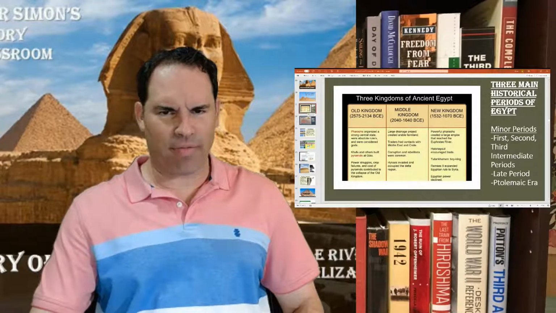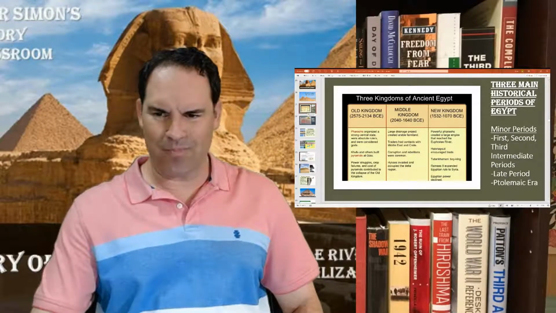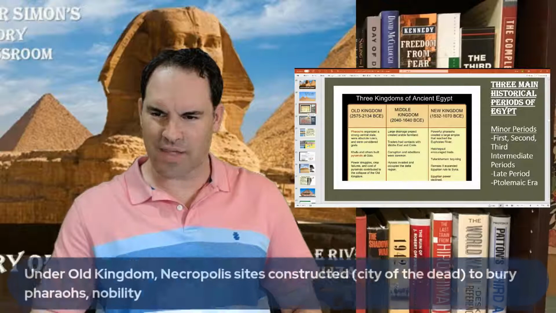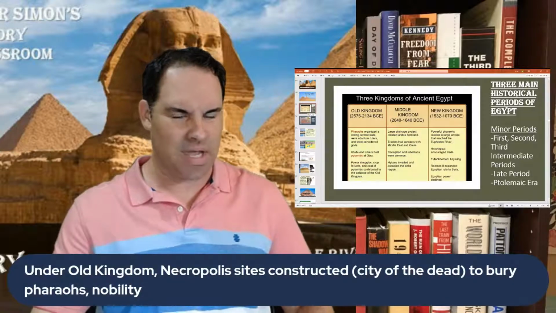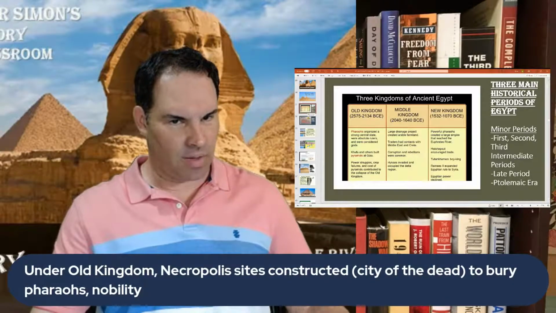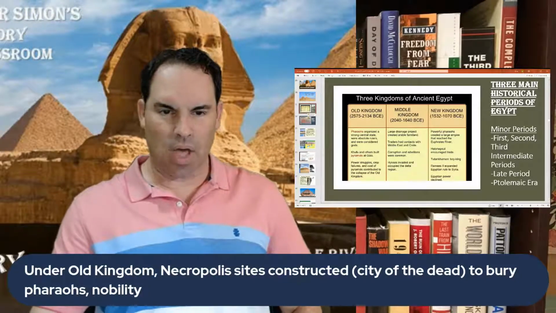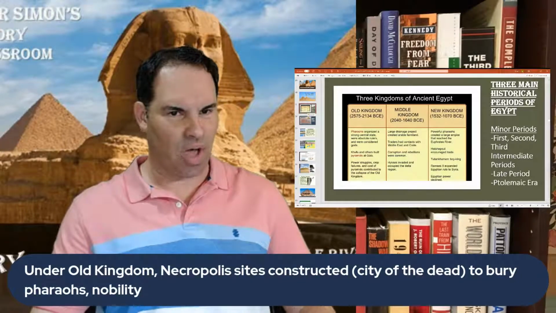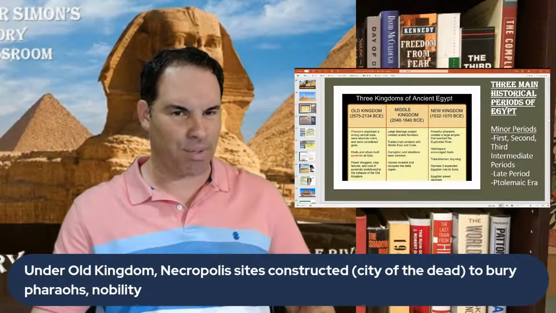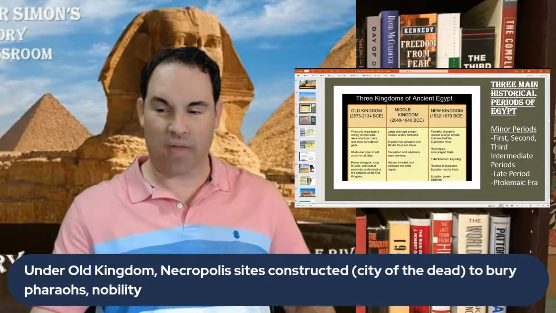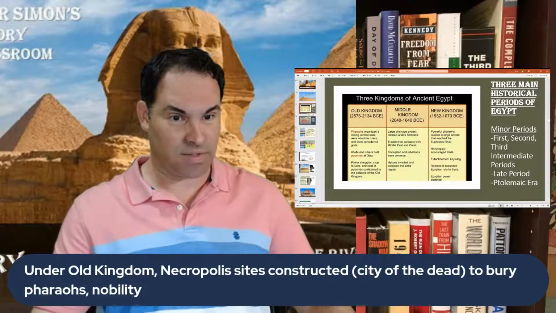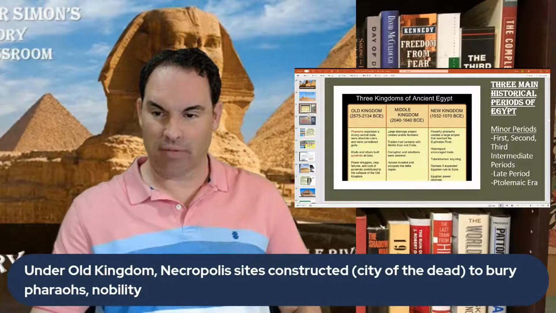Now, one thing about the Old Kingdom itself, they're known for building a lot of these so-called necropolis sites, which are cities of the dead, where they buried people like pharaohs, nobility, and other people. And they believe a lot of this construction began as far back as the pre-dynastic period, around the time of King Menes. That's when they started building all these tombs everywhere.